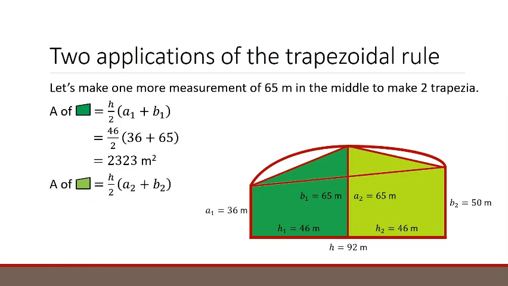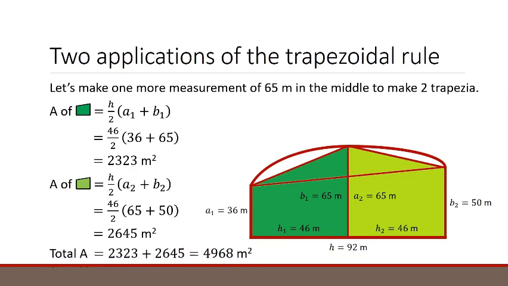Now let's look at the right-hand side, the light green trapezium, and remember again, h is 46 metres. So we substitute that in, 46 metres onto 2 times brackets 65 plus 50. Calculate that and we get 2,645 metres squared. And to find the total area, simply add those two together to get 4,968 metres squared. And you can see that that's a much better approximation to our field and it's got far less white space above the two trapezia. But I wonder if we can make a better approximation.